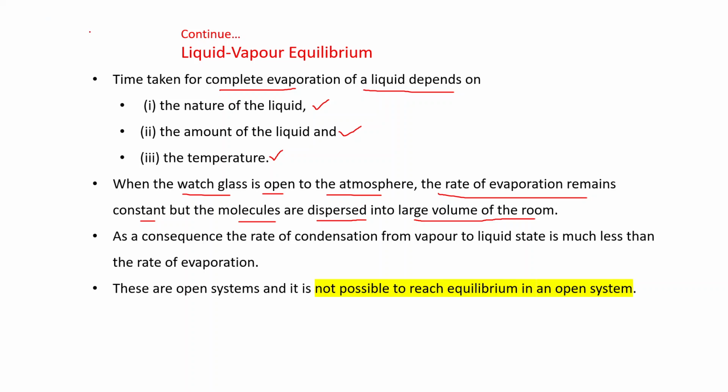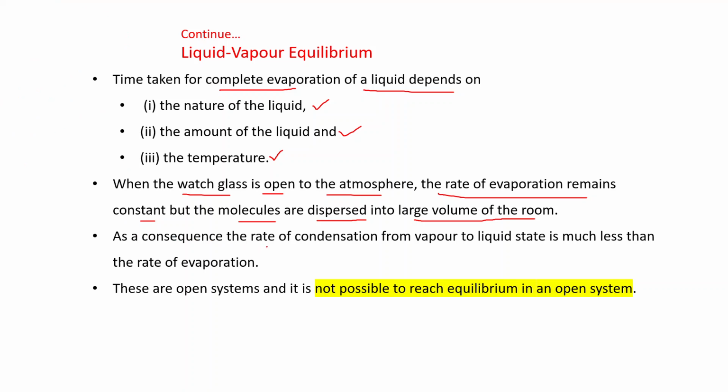Now see, we have discussed the closed container in which liquid and vapors are in equilibrium. But if that container is open, what will happen? Rate of evaporation remains constant. But as these molecules go into the vapor phase, they disperse into the large volume and the rate of condensation will not be equal to the rate of evaporation. That's why equilibrium will not be achieved.